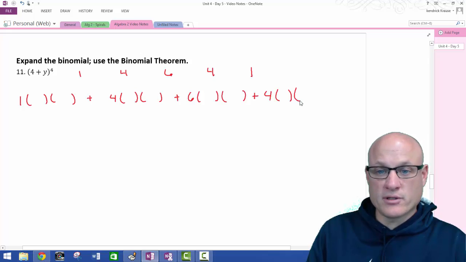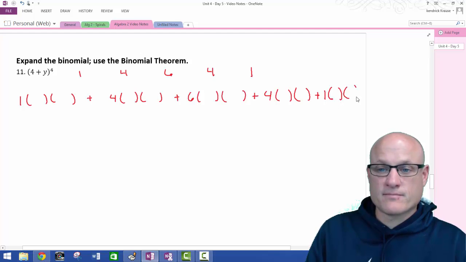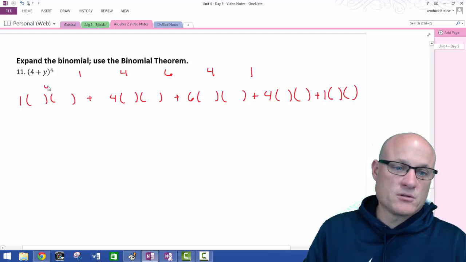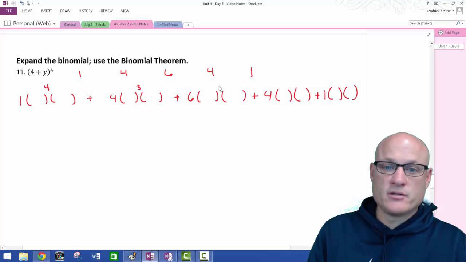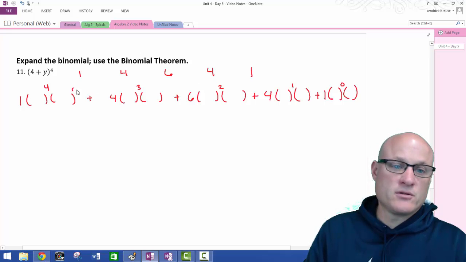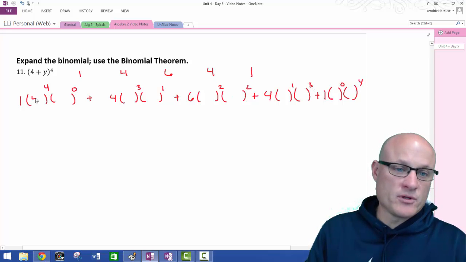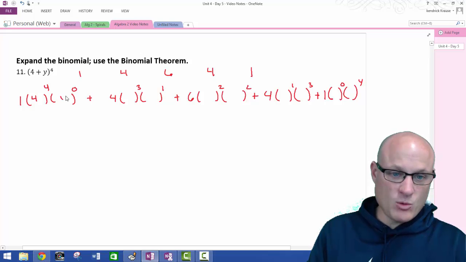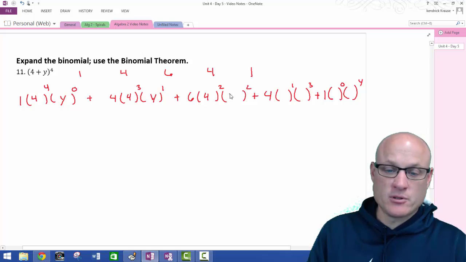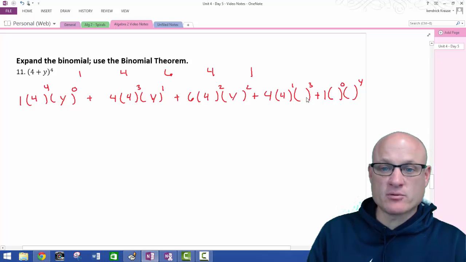Parentheses, parentheses, parentheses, parentheses. Almost there. Exponents 4, 3, 2, 1, 0 for the first term, and 0, 1, 2, 3, 4 for the second. We're going to put a 4 in the first one, a y in the second one, a 4 in the first one, a y in the second one, and so on.